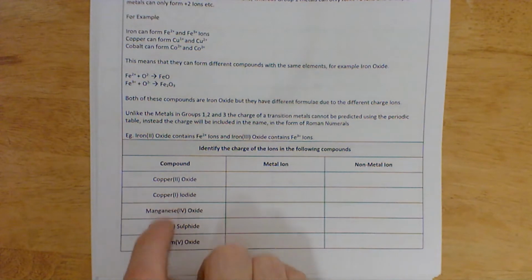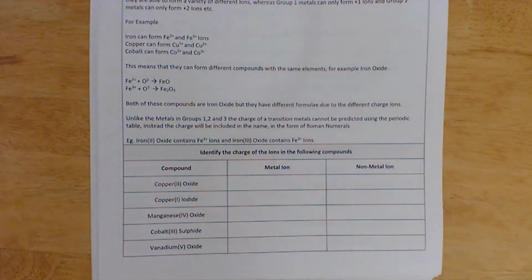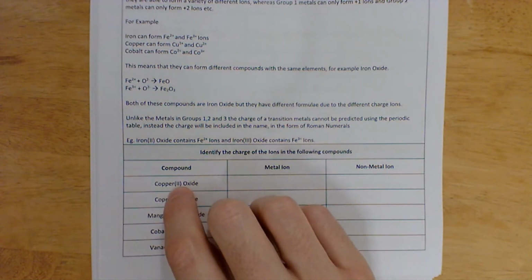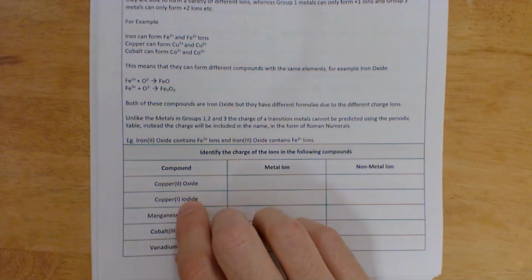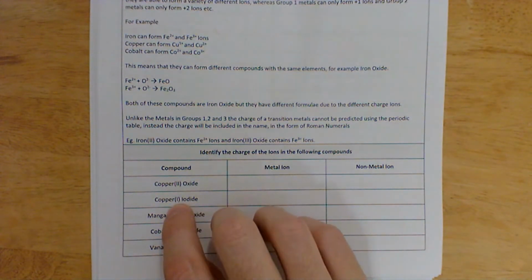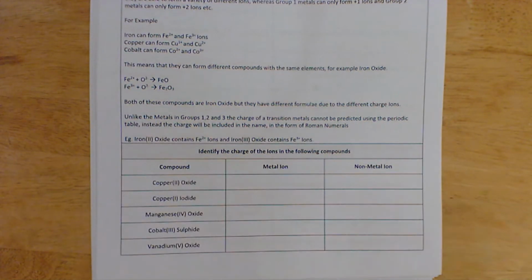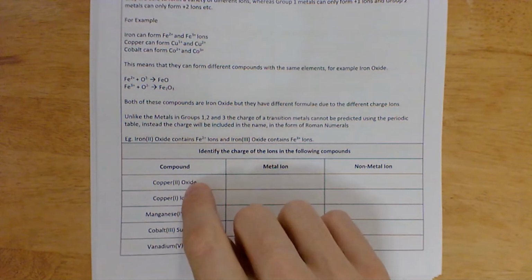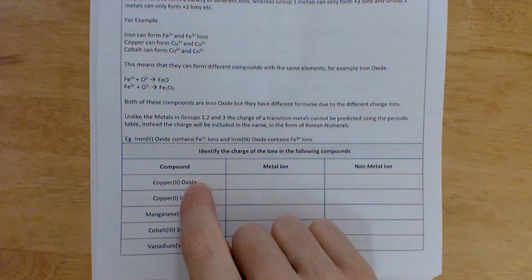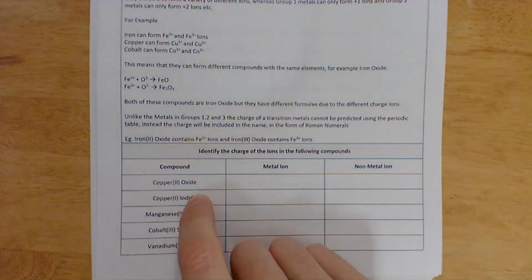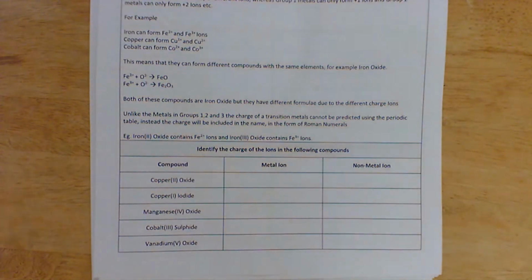Now we know that these are all metals, so they're going to be positive. So copper 2 oxide, the copper will be positive 2. Copper 1 iodide, the copper will be positive 1. The non-metal that they're bonded with, we can still predict the same way as before using the periodic table. Oxide, or oxygen, is in group 6, so it's going to be -2. Iodine is in group 7, so it's going to be -1.